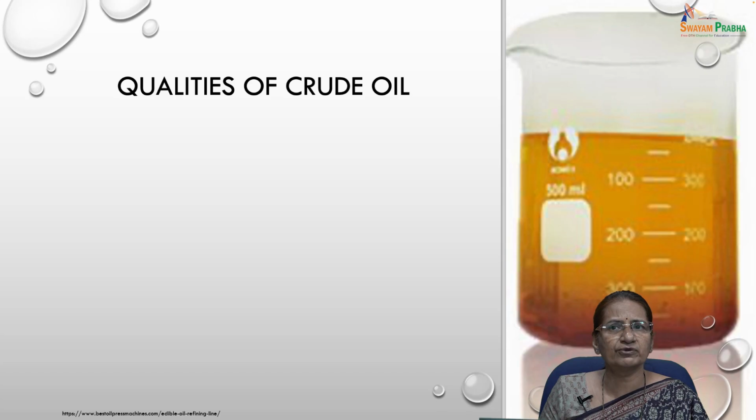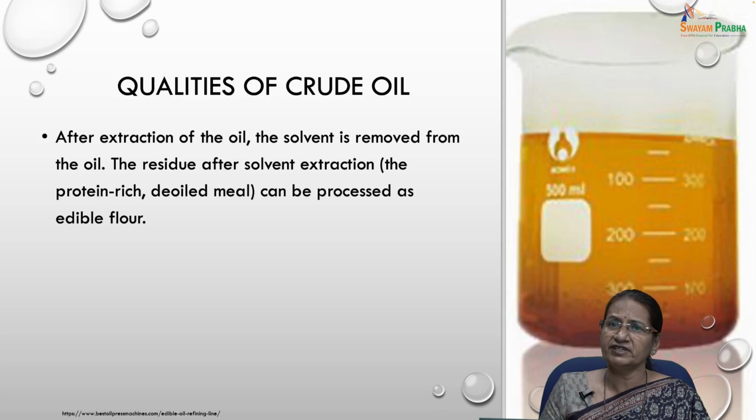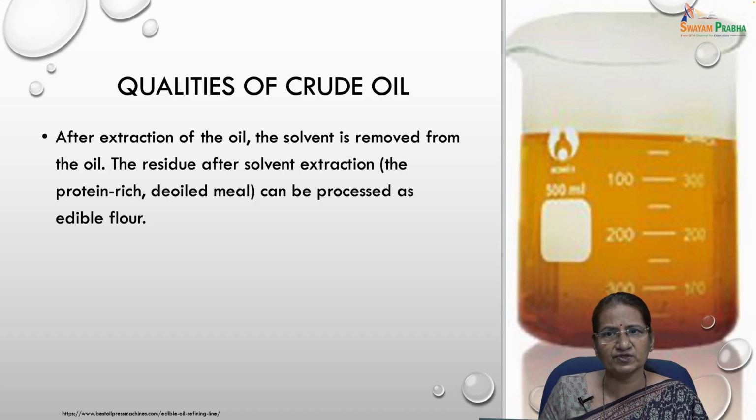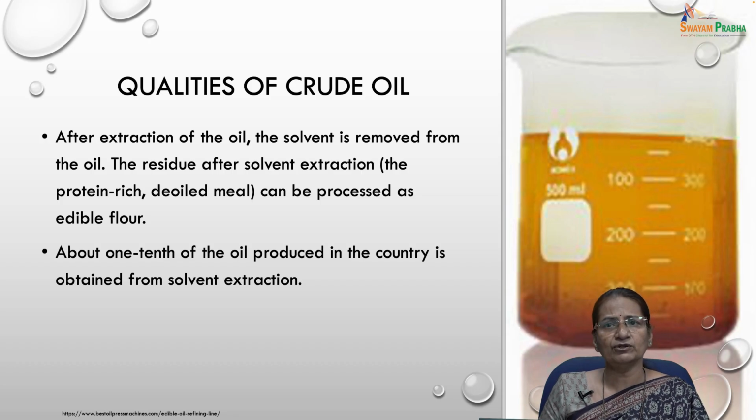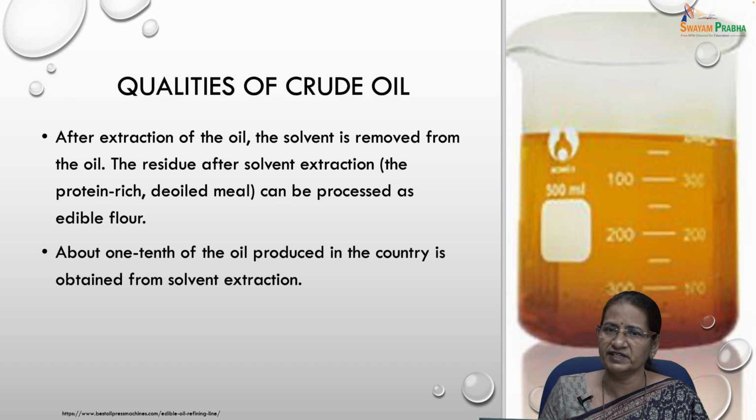Now, qualities of crude oil. After extraction of the oil, the solvent is removed from the oil. The residue after solvent extraction, that is the protein rich de-oiled meal, can be processed as edible flour. About 1/10 of the oil produced in the country is obtained from solvent extraction.